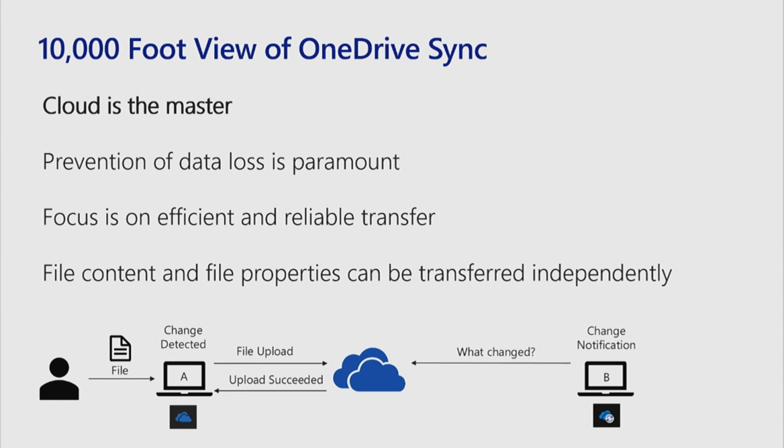It determines that there's a new file in the cloud that needs to be downloaded. So it initiates a file download, saves the file, and then updates its sync state to indicate that it has a sync relationship with the cloud, and everything is in sync. This is a really high-level overview of how Sync works end-to-end.